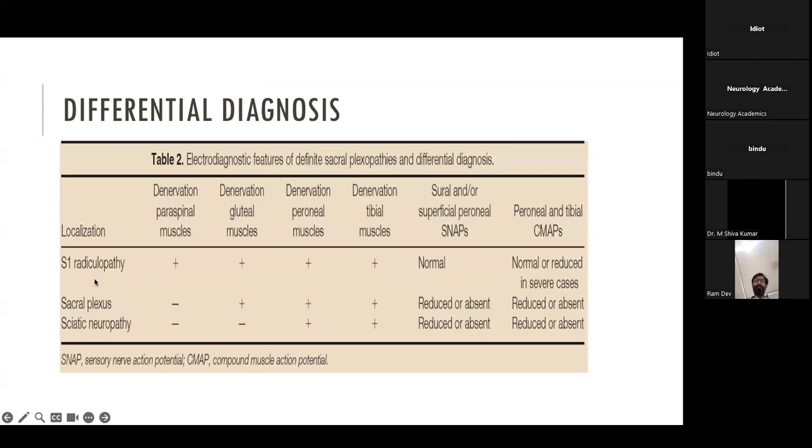Here we can see differentiation of S1 radiculopathy, sacral plexopathy, and sciatic neuropathy, where we can see peroneal muscles and tibial muscles are involved in all of radiculopathy, plexopathy, and neuropathy. But differentiation is possible. If paraspinal muscles show denervation, it is radiculopathy, and denervation in gluteal muscles is not seen in sciatic neuropathy, as we already discussed.